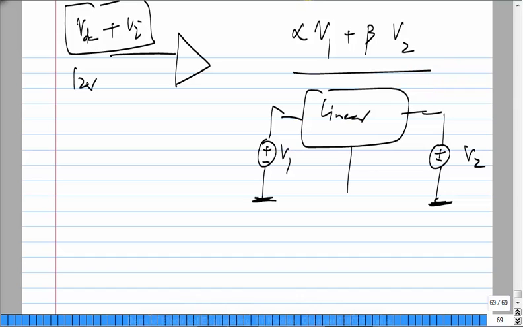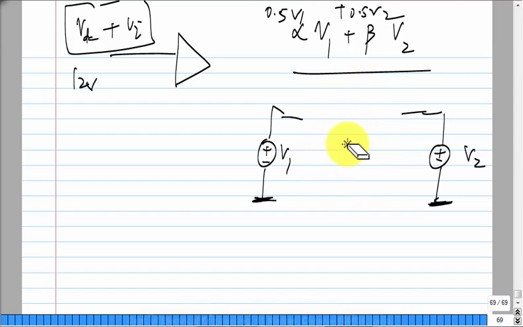So just tell me one simple way. Let's say I want to get half V1 plus half V2. How would I get that? Putting resistors. Okay, let's say I want to do this using resistors. Two resistors. So in general, if I use R1 and R2, what will I get here? What's the voltage there?